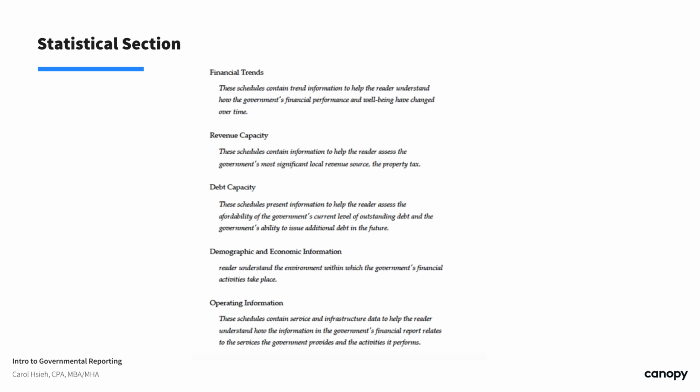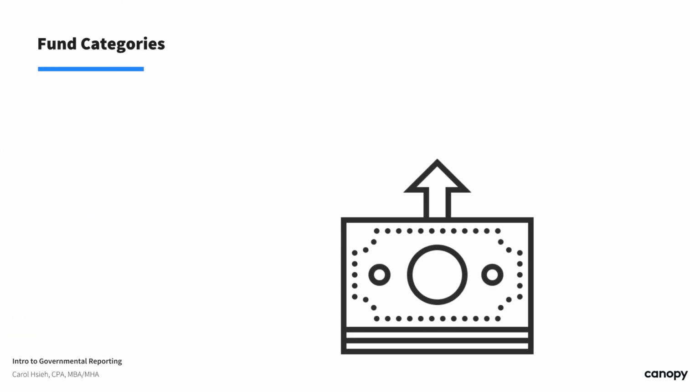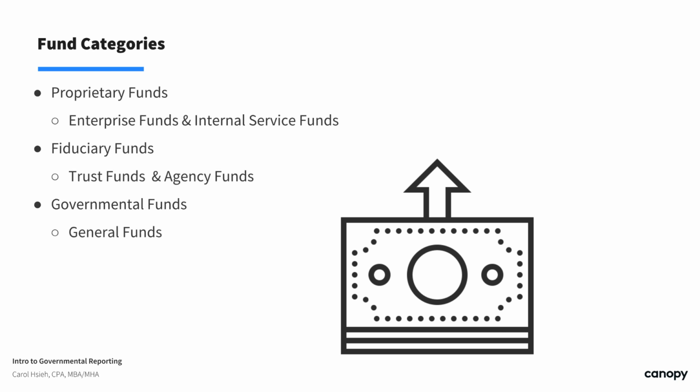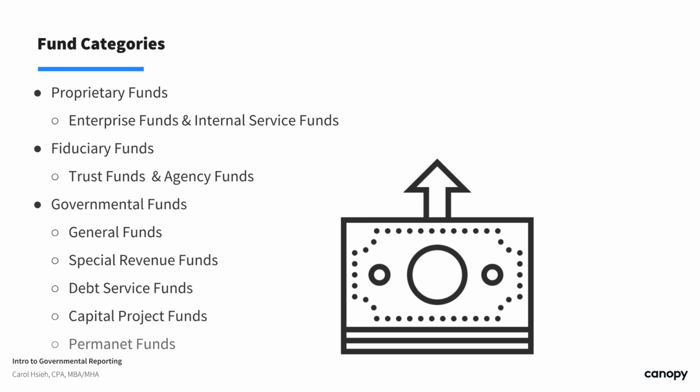Next, let's explore different fund categories before diving into each actual financial statement. There are 3 fund categories for which these financial statements are prepared. We have governmental funds, proprietary funds, and fiduciary funds. So GASB states proprietary funds are employed to report any activities financed primarily by revenues generated by the activities themselves. So these would be your municipal utilities, water, sewer, and these are the enterprise funds and internal service funds.